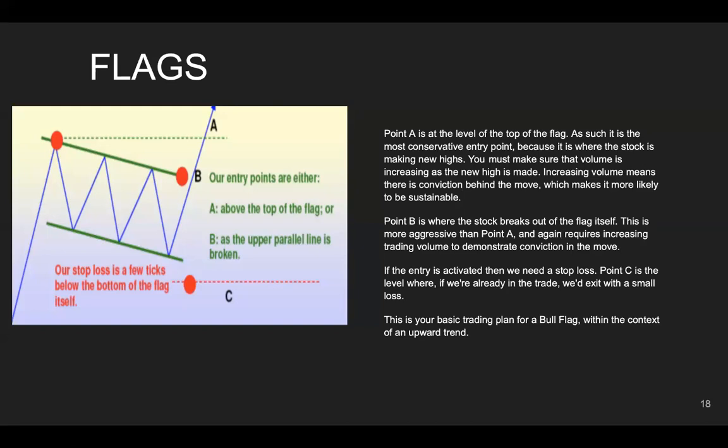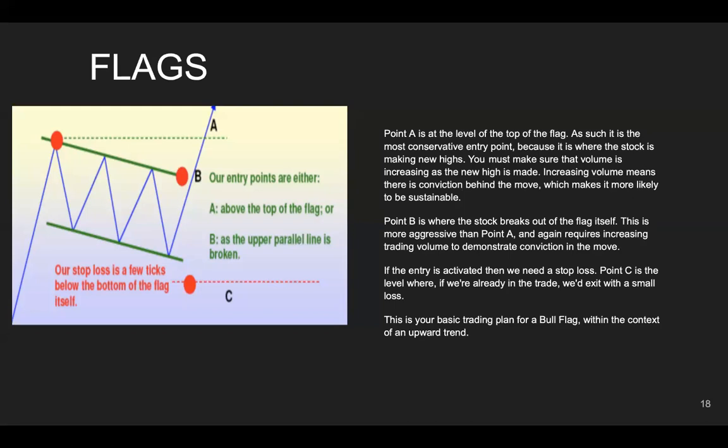Point B is where the stock breaks out of the flag itself. This is more aggressive than point A, and again requires increasing trading volume to demonstrate conviction in the move. Obviously, what if you see a stochastic cross and the EMA cross right after the bull flag? Boom, just enter it, right?